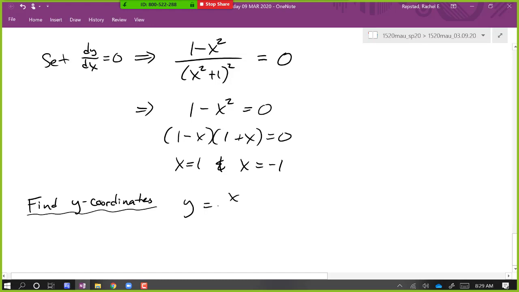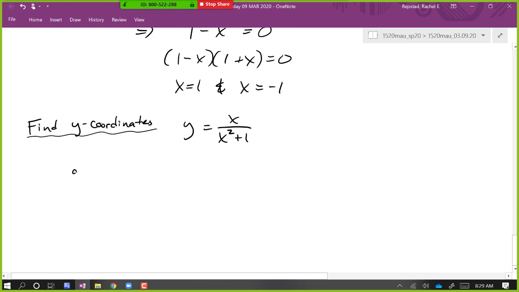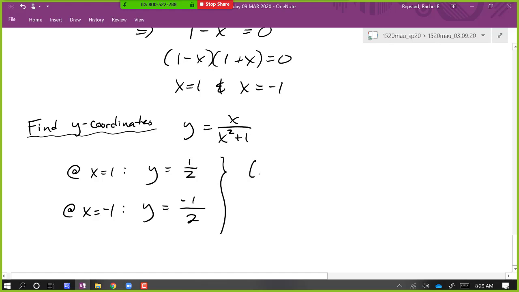So that function is x over x squared plus 1. When x is 1, y is 1 over 1 squared plus 1, so that's 1/2. And at x equals -1, we get -1 over 2 again. So we get 1/2 and -1/2, and this gives us our points: (1, 1/2) and (-1, -1/2).